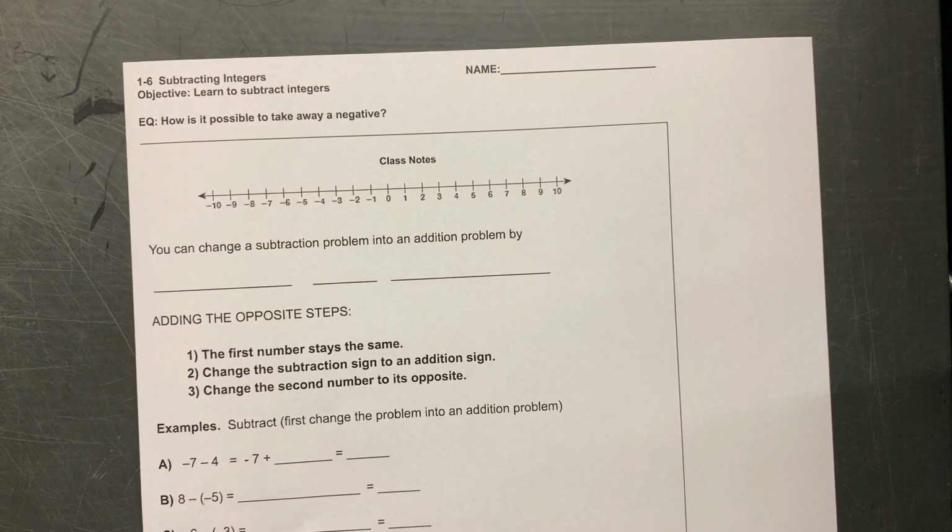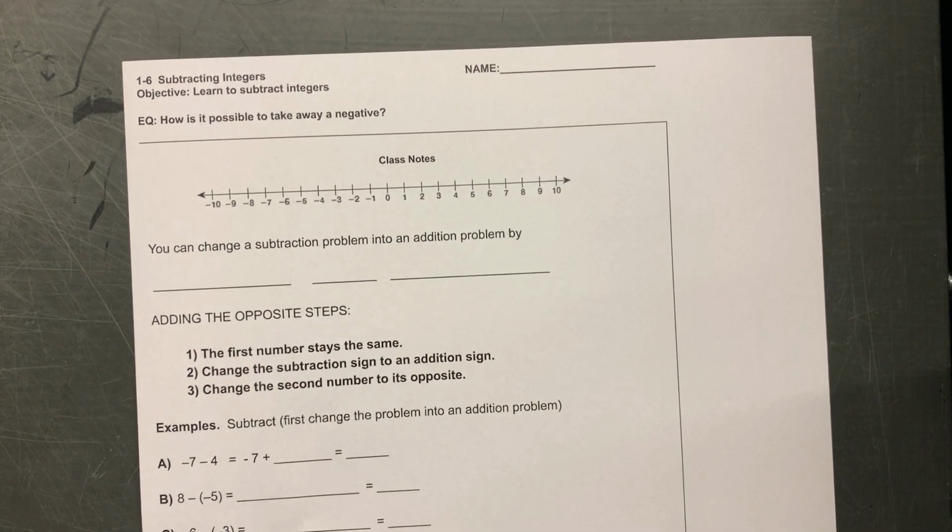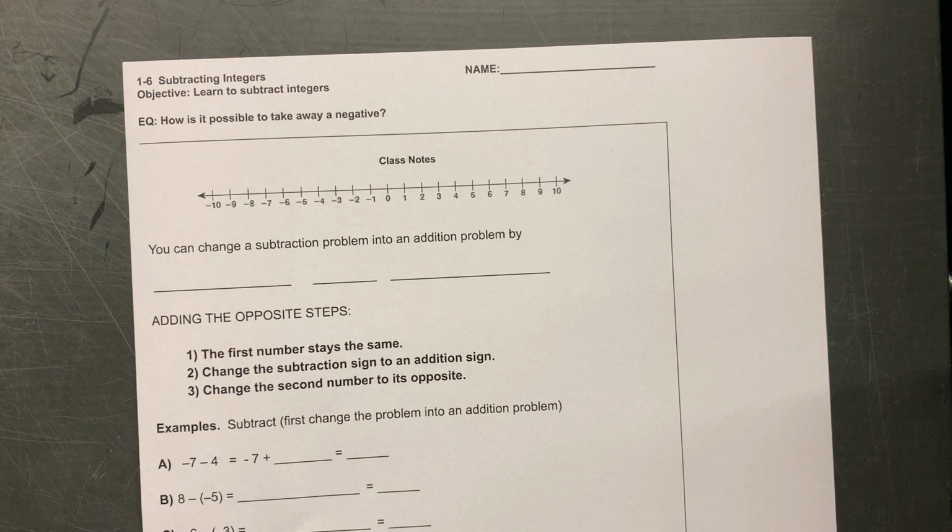Well, 7th grade students, here are your guide notes for 1.6, subtracting integers. Our objective here is to learn to subtract integers in an efficient manner. How is it possible to take away a negative? That's our essential question for the day.